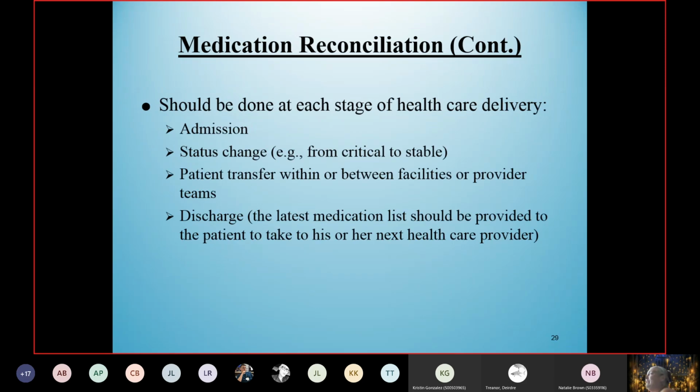Reconciliation should always be done at admission. Again, when there's any status change, when a patient is transferred within units or between facilities or provider teams. And then, of course, at discharge, the patient should be given a list of their medications to take with them.